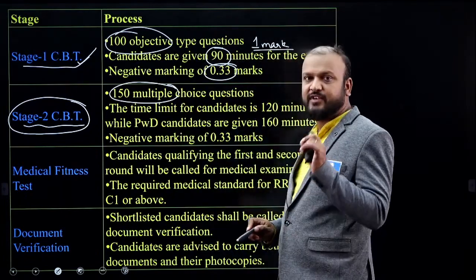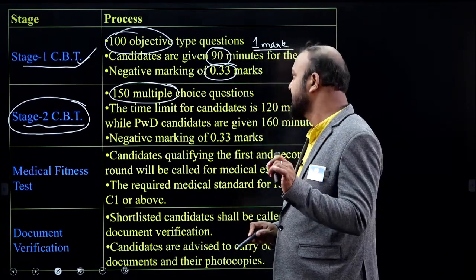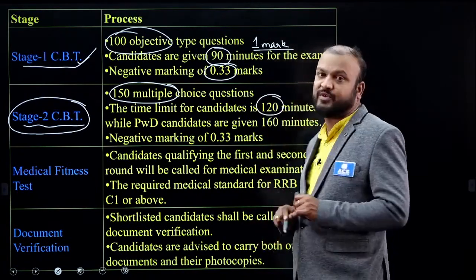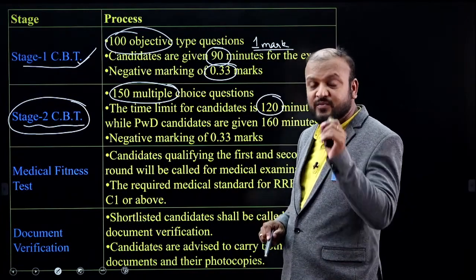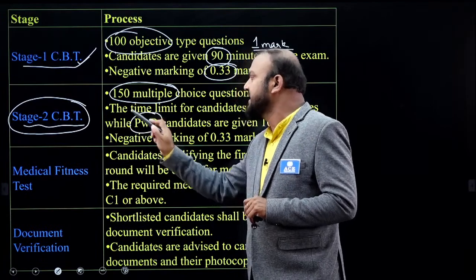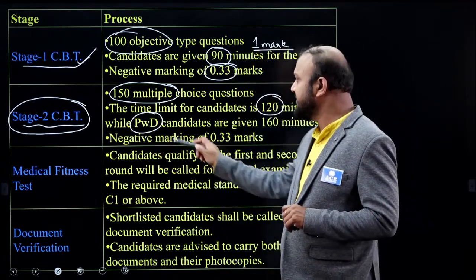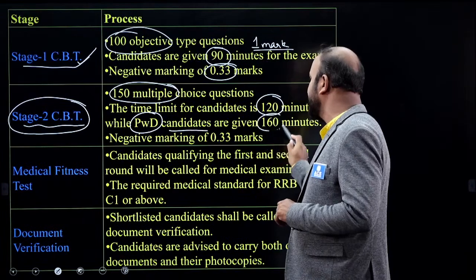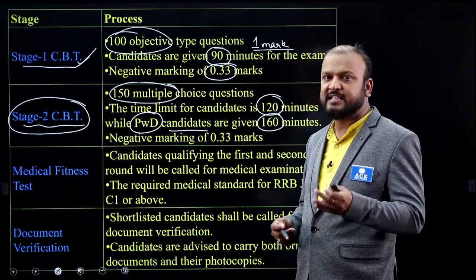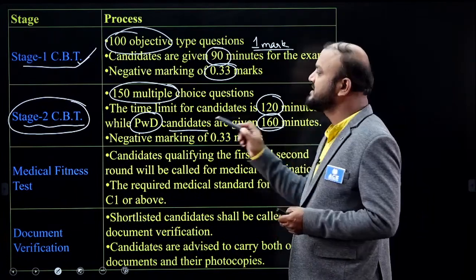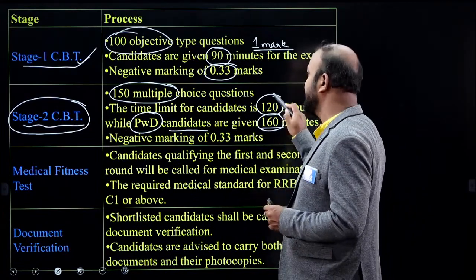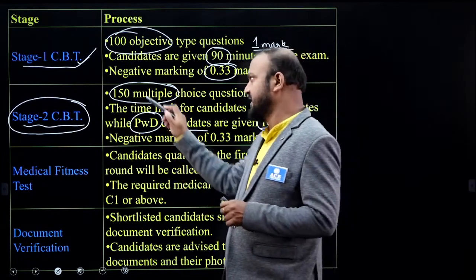MCQ, same thing, 150 questions, 150 marks. And the time given for these 150 questions will be 120 minutes only. It means your speed and accuracy is very, very important. And especially for physically handicapped candidates, they are given 160 minutes. This is good news for the people who are physically handicapped. For them, for the CBT 2 exam, they are giving 160 minutes. For all the other candidates, 120 minutes, 150 questions.